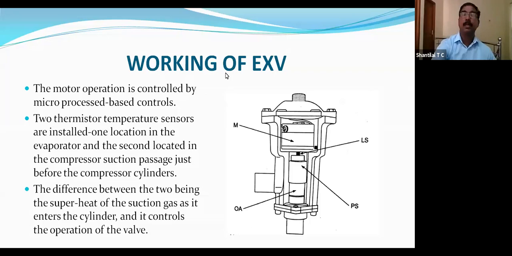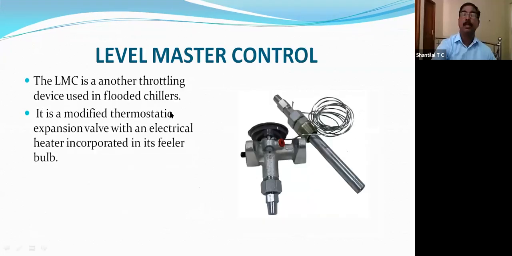This is another type of expansion valve. This is the modified version of the thermostatic expansion valve. First I will explain a little bit about the thermostatic expansion valve. It has a feeler bulb, capillary tube, and bellows or diaphragm, as we already explained yesterday. A volatile substance is filled in it, and the feeler bulb is clamped to the last coil of the evaporator.